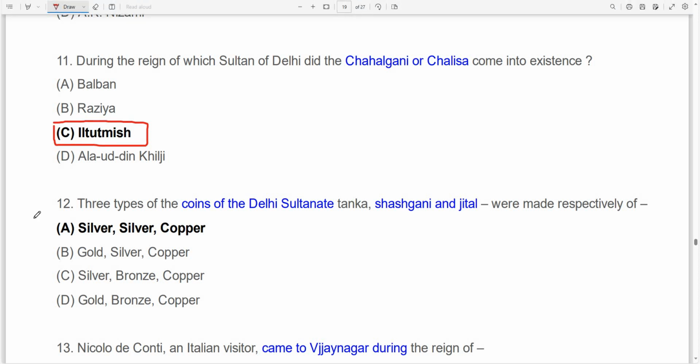Three types of coins of the Delhi Sultanate, Tanka, Shashgani and Jital, were made respectively of which metals? Tanka was made of silver, Shashgani of silver, and Jital of copper. So Tanka silver, Shashgani silver, and Jital copper.